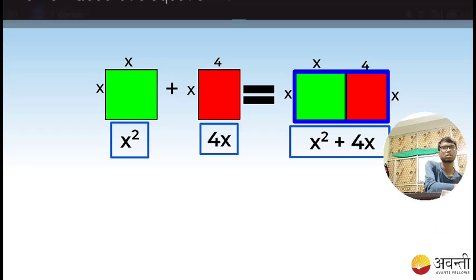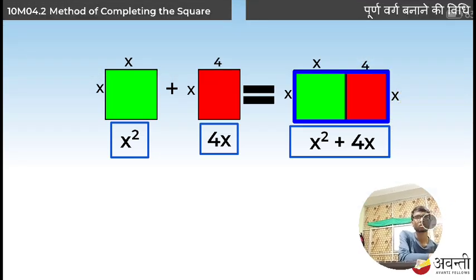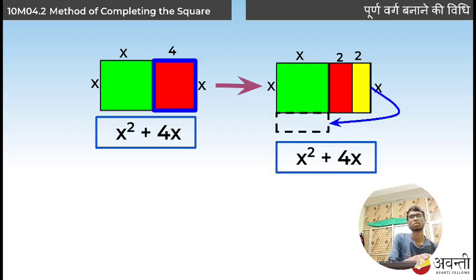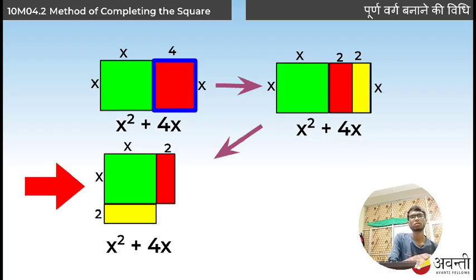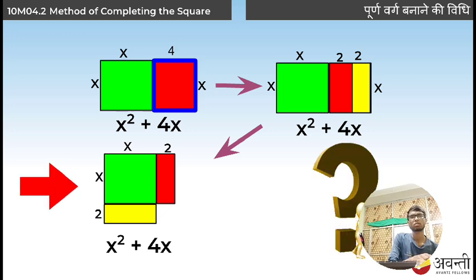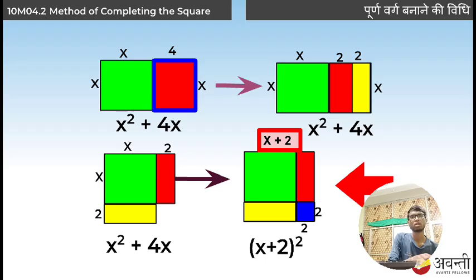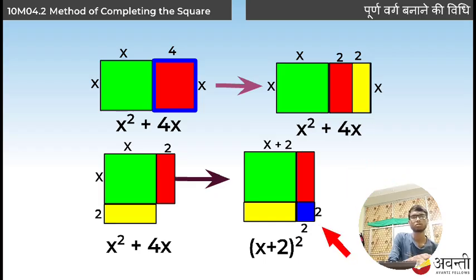It can be written as x squared plus 4x. Both are equal. Then what else? It is 2 and x plus 2, like that, and the whole becomes this much.